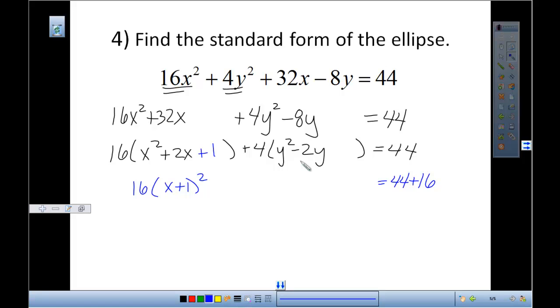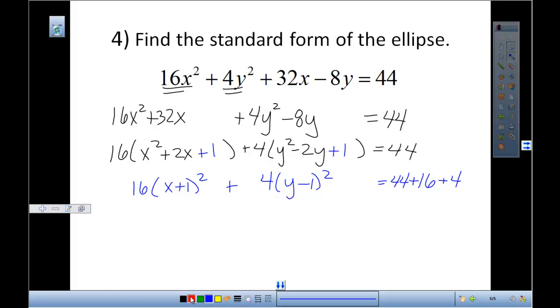Let's look at the next part for the y. We know that to complete the square, we need to also add 1 because half of negative 2 squared is going to be 1. So we know this is going to factor into (y minus 1) quantity squared. But again, remember, we didn't add 1 to the problem. We really added 4 times 1 to the problem. So I need to make sure that I add 4 on the other side.